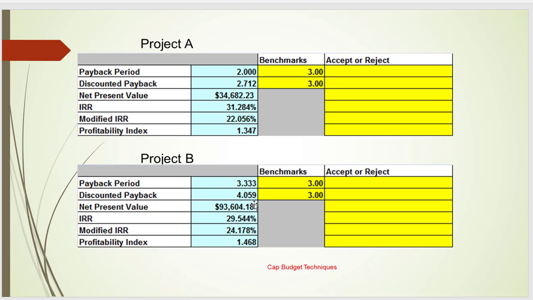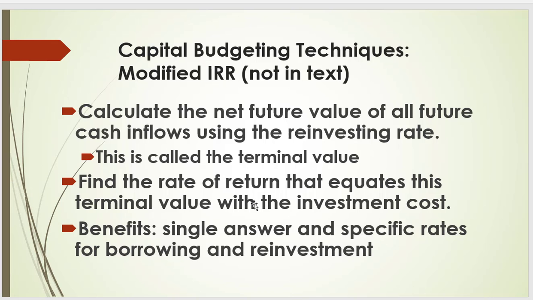And again, reverting back to our previous discussion, B is the project that's going to generate the greatest amount of price appreciation. So let's think about the capital budgeting technique called modified internal rate of return. This isn't in your textbook. I wish it was.